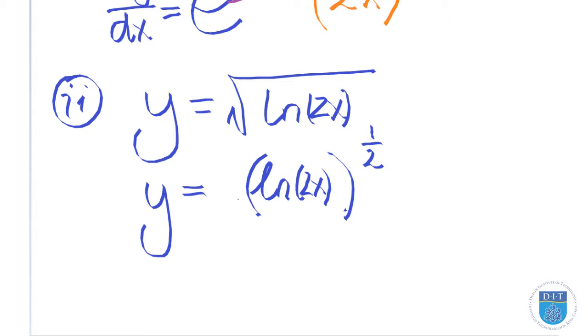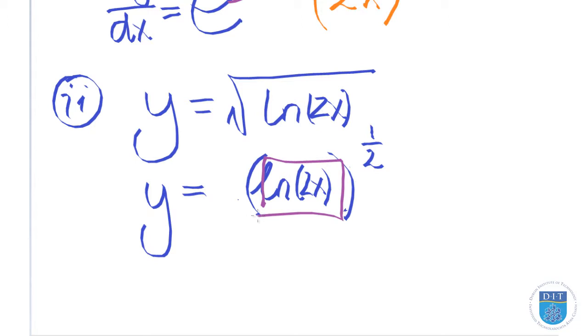Definitely, we need the chain rule because it's box up to a power. And not only that, it's ln of box as well. So there's 2 chain rules coming at us. Right, overall though, it's box to a power, a half.